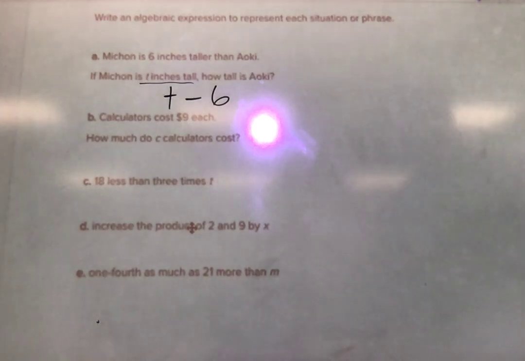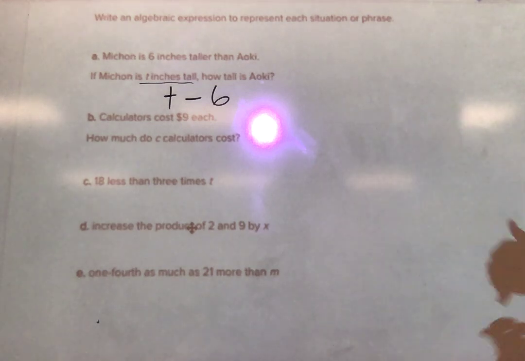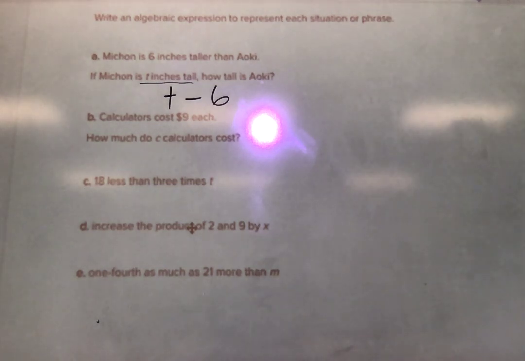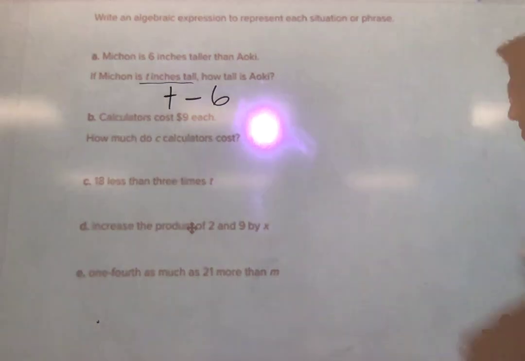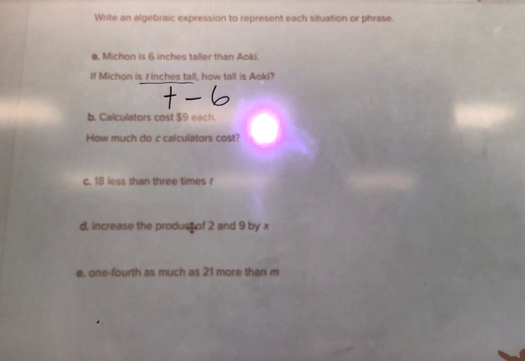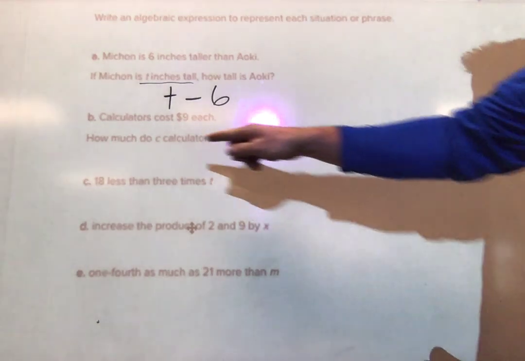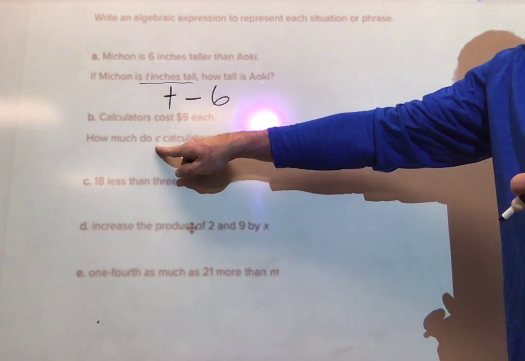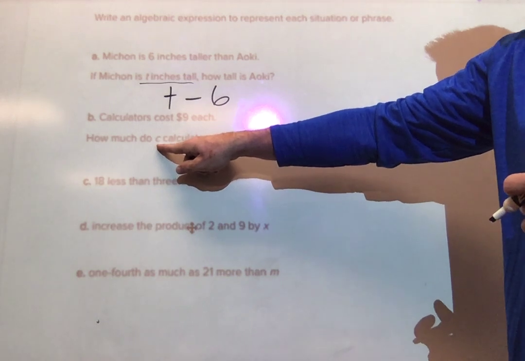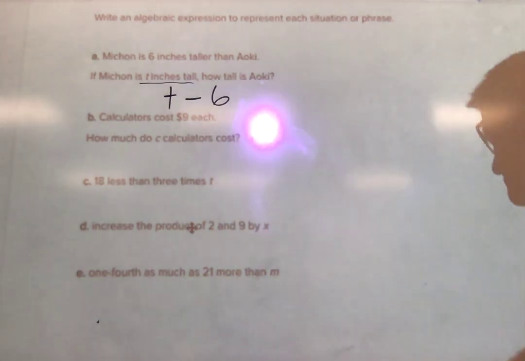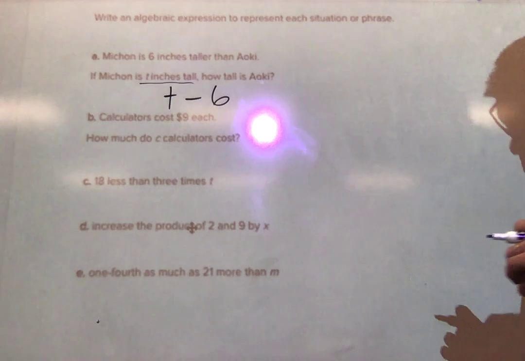Okay, and if people don't read this very carefully, they're not sure which one's taller, and sometimes they'll be adding and doing things. So make sure you really read carefully. Okay, question B. Calculators cost $9 each. How much do C calculators cost? So C stands for any amount of calculators. I don't know, so we'll just call it C, and if they cost $9 each, I just need to multiply every calculator times 9.